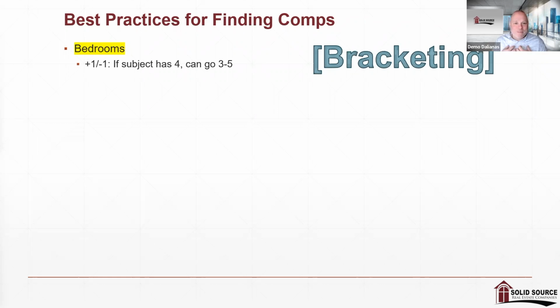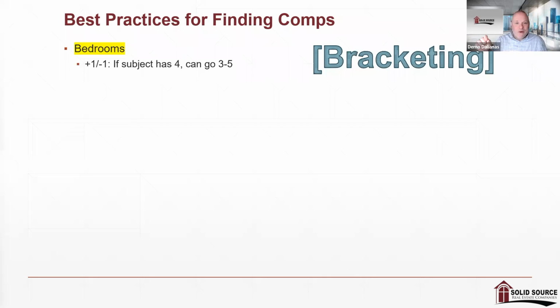So if our property that we're going out to, our friend said, come list my property, or come give me a listing presentation and guide me towards a price. If that subject property has 4 bedrooms, then we're going to want to go on one side of 4 and the other side of 4. So 3 to 5, right?